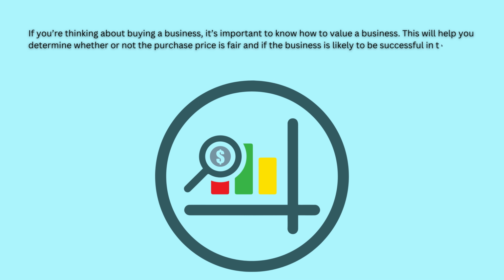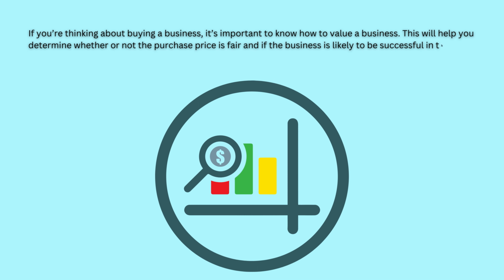Discounted cash flow method. The discounted cash flow, DCF, method estimates the future cash flows of a business and discounts them back to present value. This method is used by investors to estimate the intrinsic value of a business. The DCF method is complex and requires a detailed understanding of a company's financial statements. To find out the discounted cash flow, you need to first find the free cash flow. You can calculate the free cash flow by subtracting a company's capital expenditures from its operating cash flow.